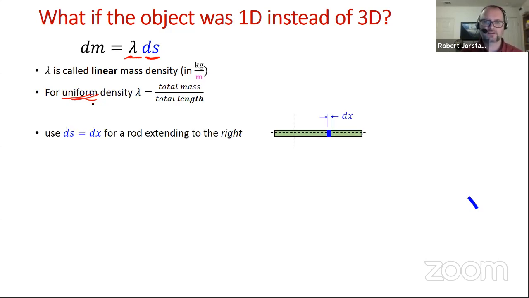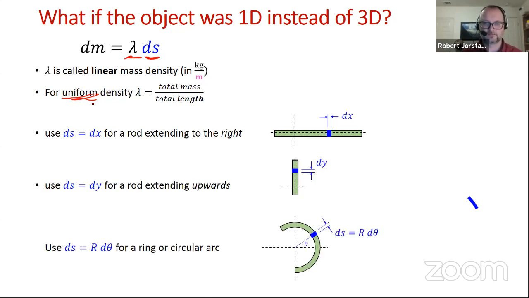Okay, here's a picture of a rod extending to the right. ds is a small unit of length to the right. That's why it becomes dx. If we were going up, it would be dy. And then if we had an arc or a ring, you could see it would look like this. I actually have a little blow up here to make that better.